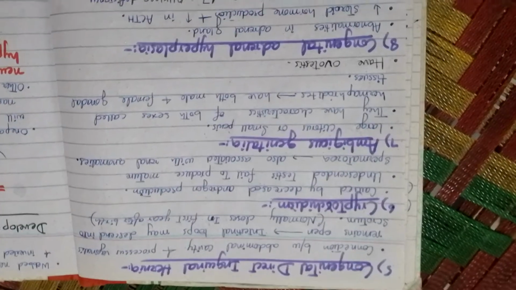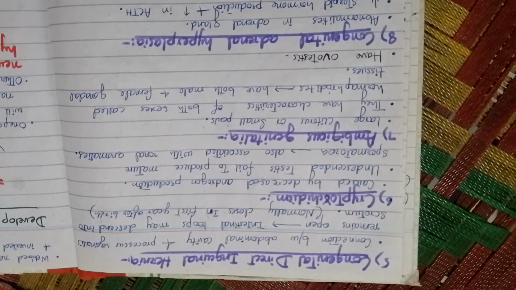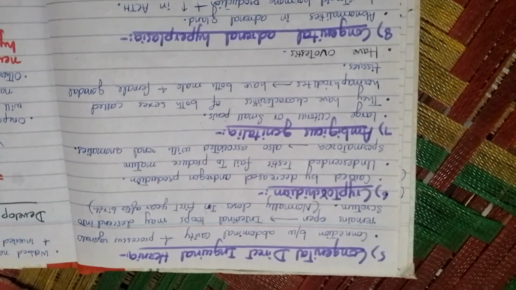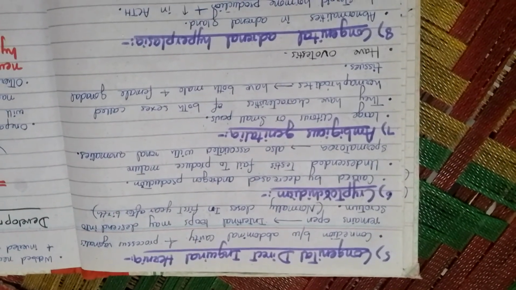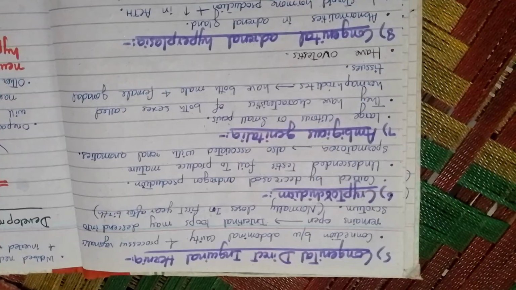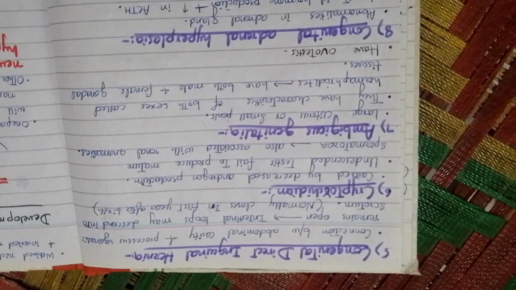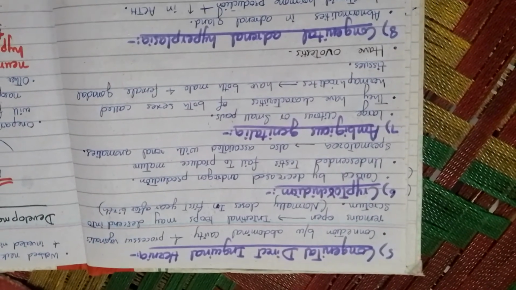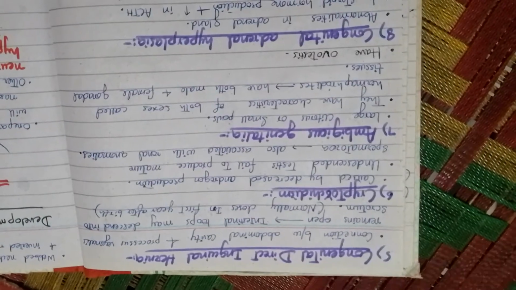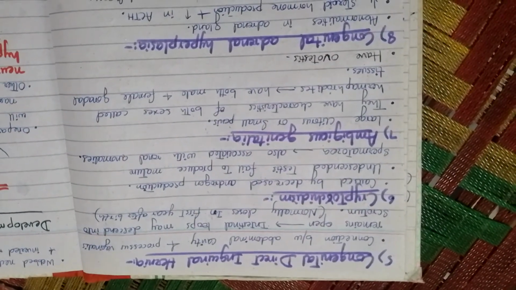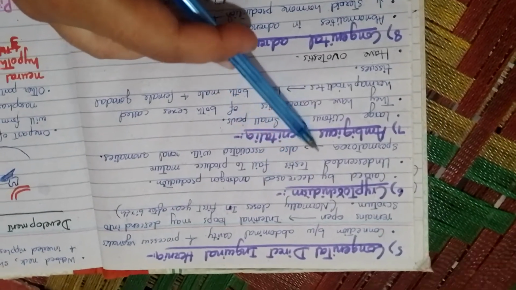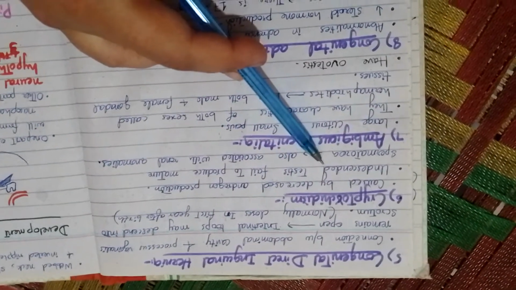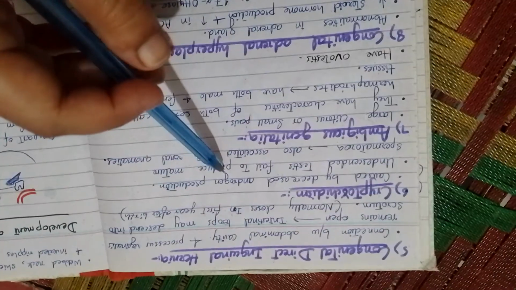Then another is cryptorchidism. It is caused by decreased androgen production. Undescended testes fail to produce mature spermatozoa. We know that the gubernaculum structure, which I mentioned in the previous pages, the brown-colored structure, causes the descent of the testes into the scrotum. But in cryptorchidism, there is no descent of the testes, and they do not produce mature sperm or spermatozoa.